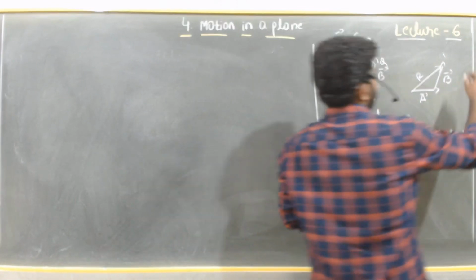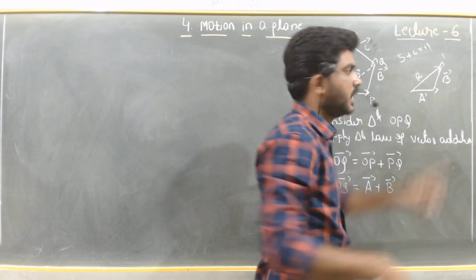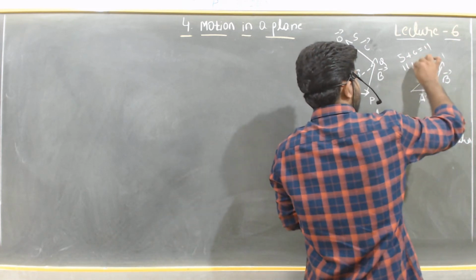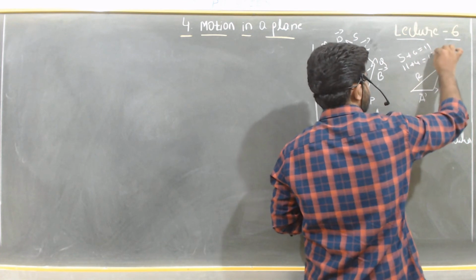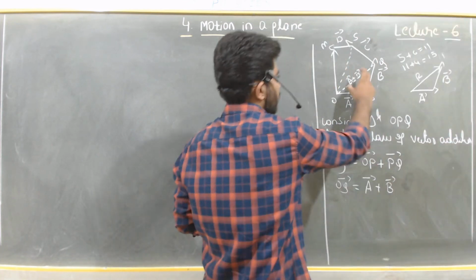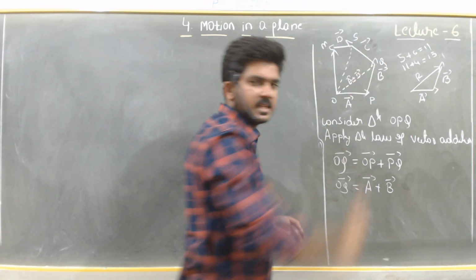In the first example, 5 plus 6, what did I say? One value comes, 11. Then 11 should be added with another number, maybe 4. So 11 plus 4. So the resultant we have is A plus B. It means A plus B should be added with C, right?